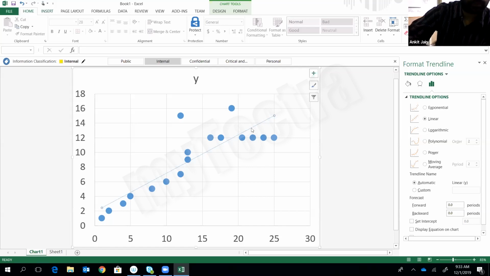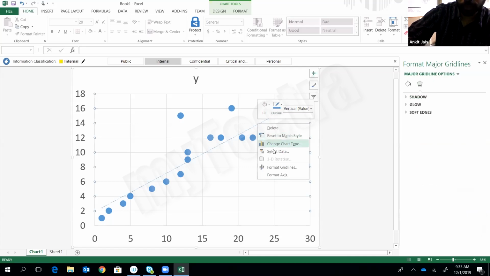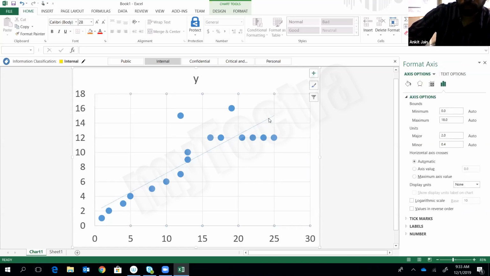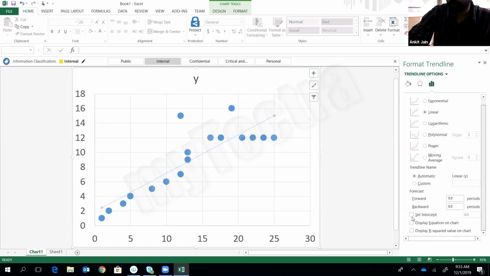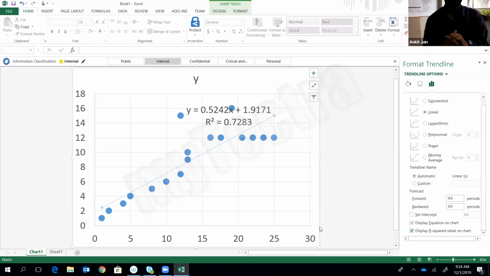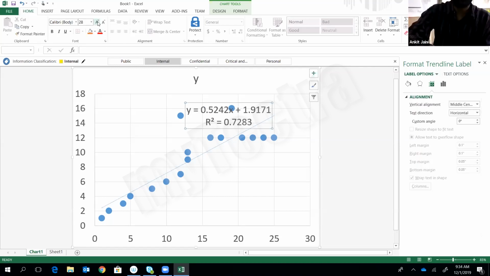Let me increase this. Format trend line. Display equation on chart and display R square. Yes, perfect. Are you all able to see this R square value and the equation?